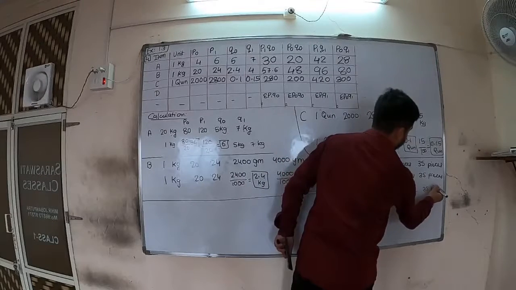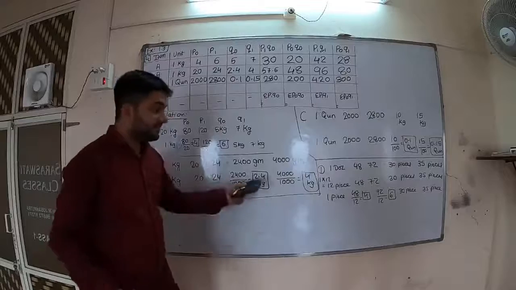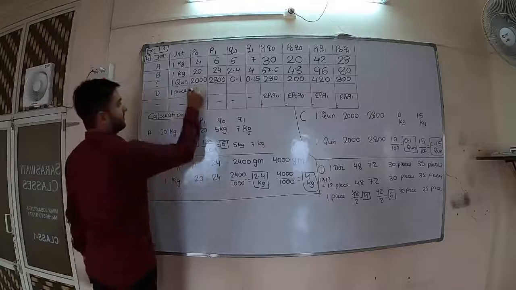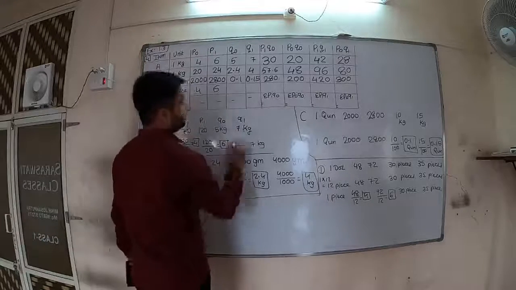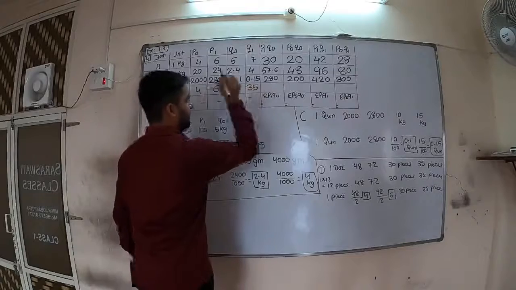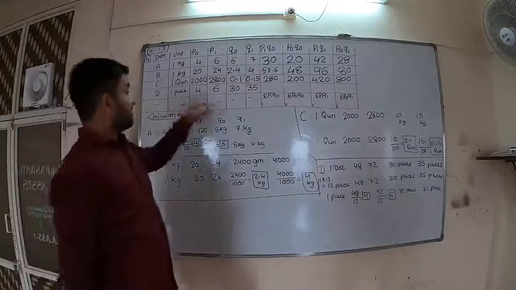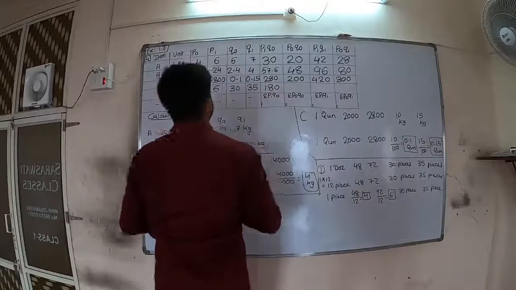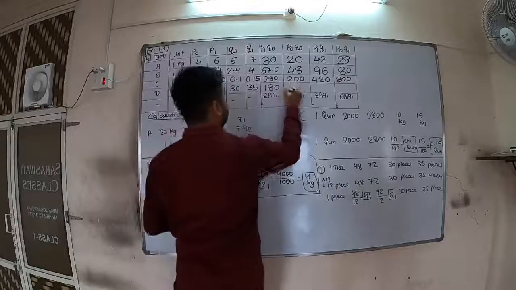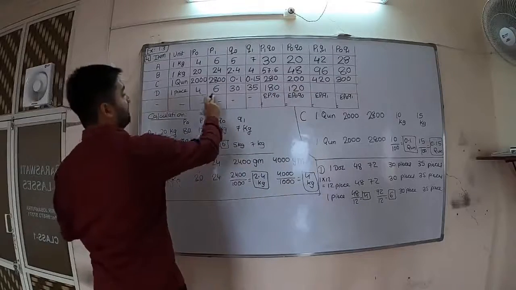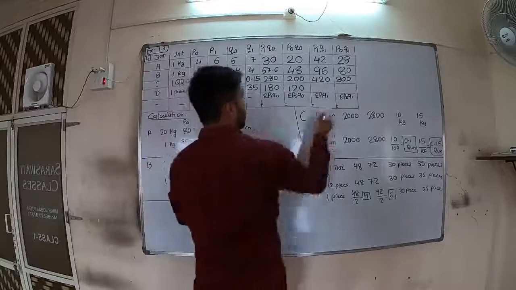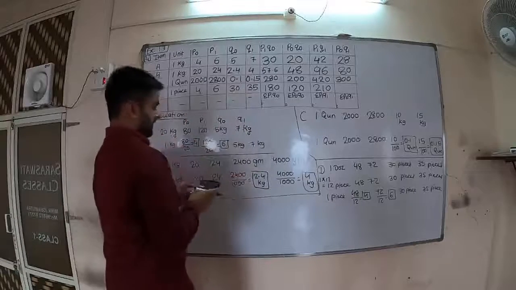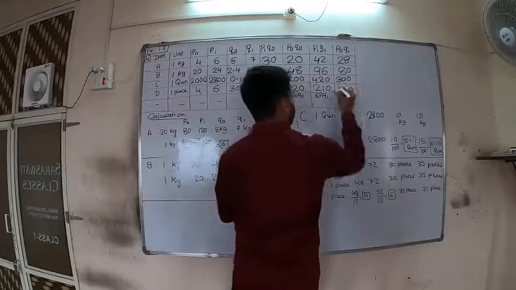30 piece, 30 piece. This has two steps. One piece, 4, 6, 30, 35. Now P1, Q0: 30 into 6 is 180. P0, Q0: 30 into 4 is 120. P1, Q1: 35 into 6, 210. Then P0, Q1: 35 into 4, 140.